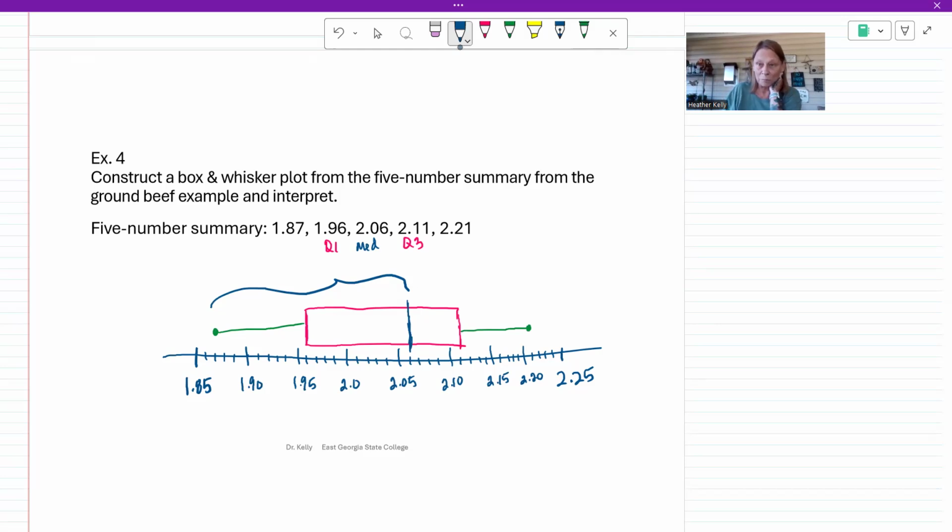Oh, I'm trying to write on my computer because I was looking at it and I was kind of into it. Anyway, so this part right here, this to this is from min to Q1. So this line right here is Q1. So what happens in here is 25%. So each of these pieces, 25% of the data, 25% of the data, 25% of the data.